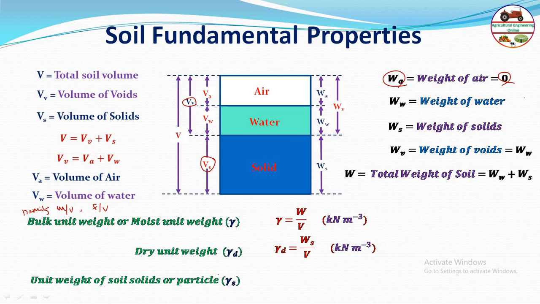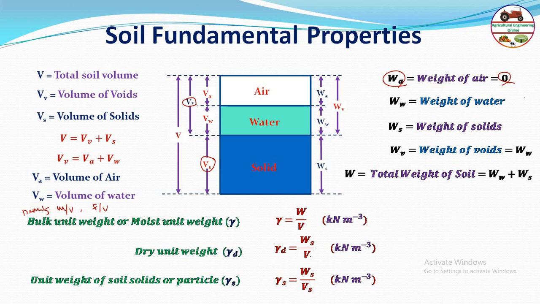Now next is the unit weight of the soil solids or particles. Here you can say particle unit weight or particle density. Particle here means there are three forms: air, water and solid, and only the solid is to be taken into account. Therefore the particle density will be equal to gamma S, the solid unit weight, which is the weight of the solid divided by the volume of the solid. This is the only difference between the dry unit weight and the solid unit weight.